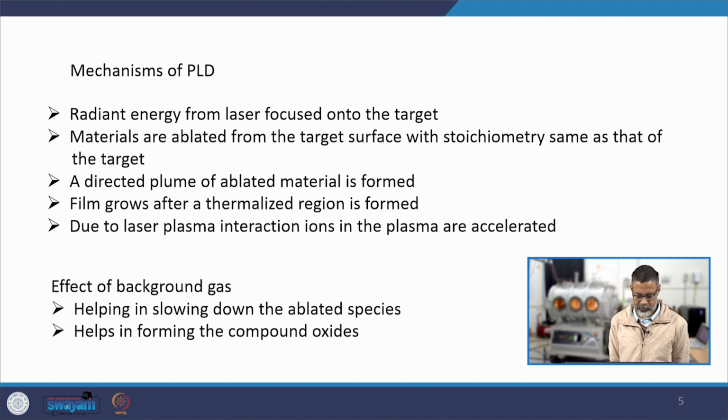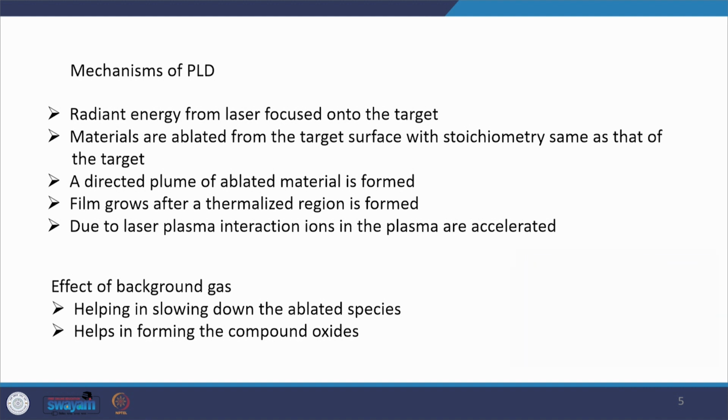So the knowledge of laser plasma interactions matters, because initially the plasma forms, and then in the later part of the pulse, when the laser comes, it can be absorbed by the plasma, which will further heat the plasma, increasing its temperature, and it can also accelerate the ions of the plasma, which then deposit on the substrate with a very high velocity.